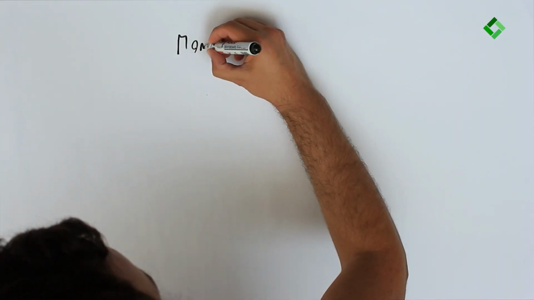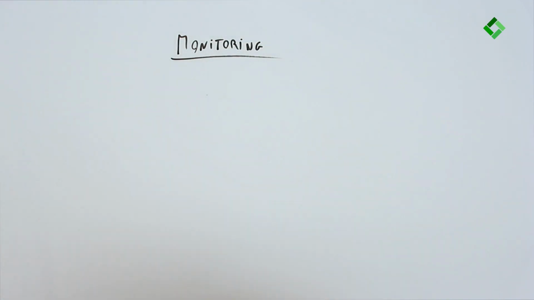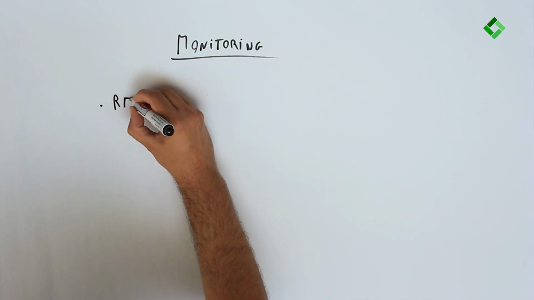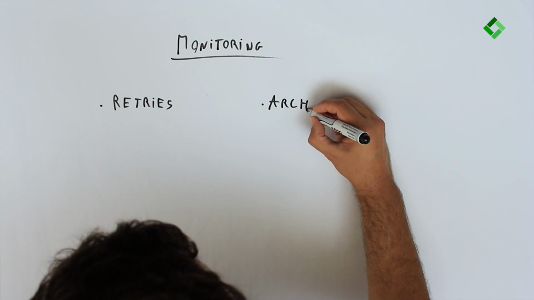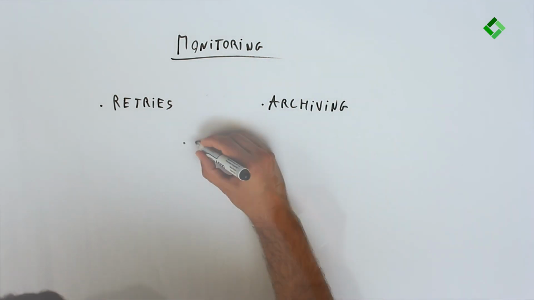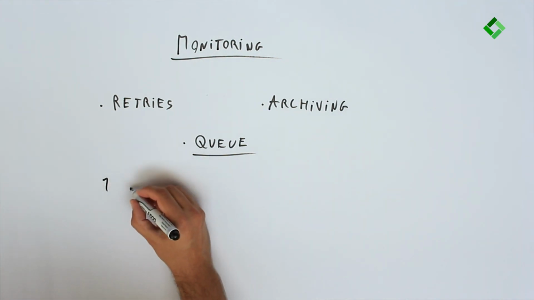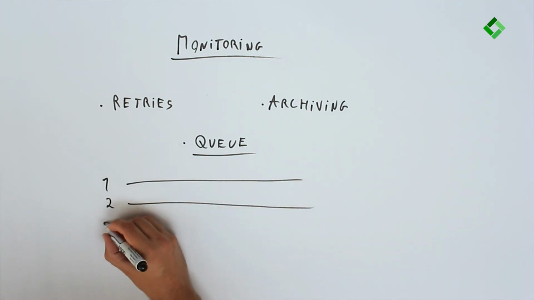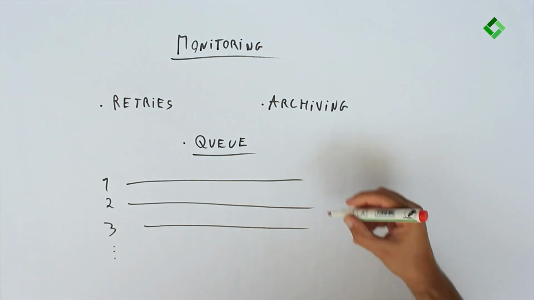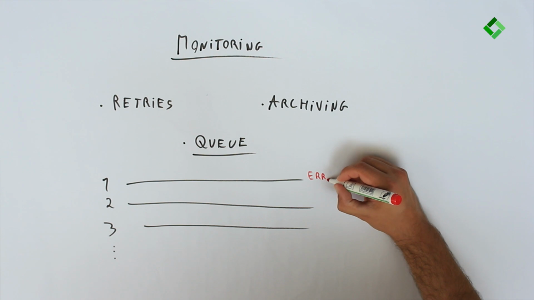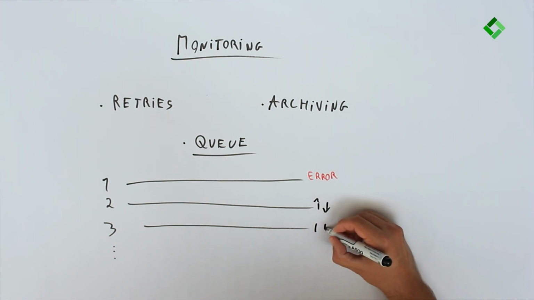For this scenario, the monitoring tool is just as important. With it, we can control how retries are handled, also the archiving of synchronization information, and also the queue. The queue is very similar to the one discussed before, as we will have a way to visualize the synchronizations that are happening, including their order in the queue. Also, the visualization of errors and changes in the order should be possible.